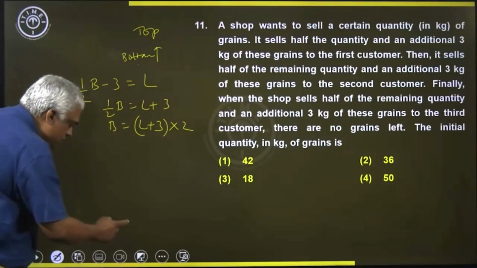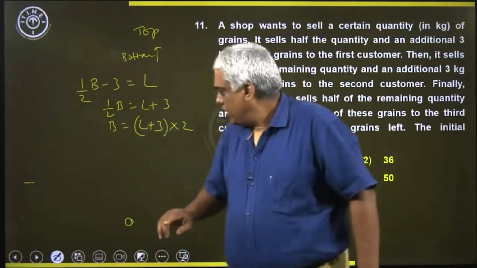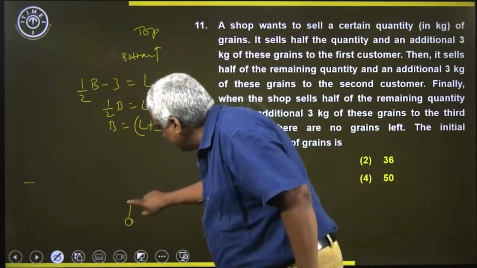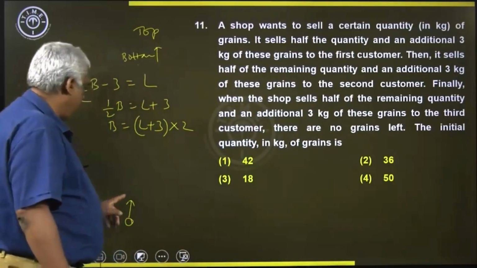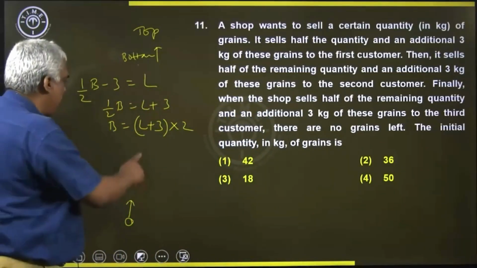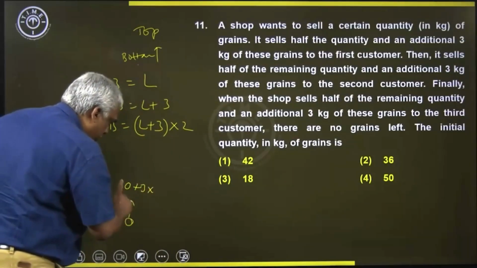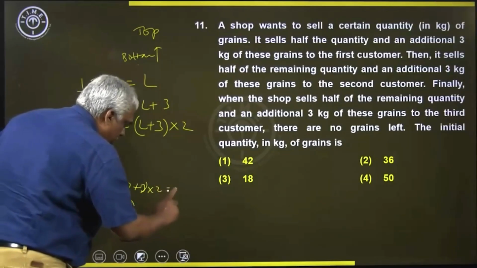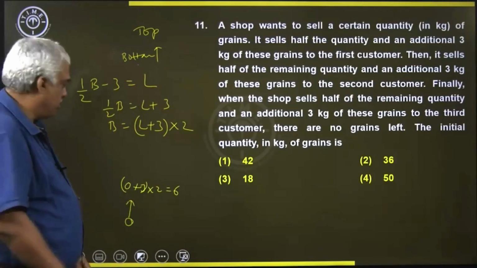So in the last she had 0 grain left. So before selling to the third customer, after selling to the third, she had 0. So before selling to the third customer, how much she had is left plus 3? So 0 plus 3 into 2, right? So she had 6 kg of grains before selling to the third customer.